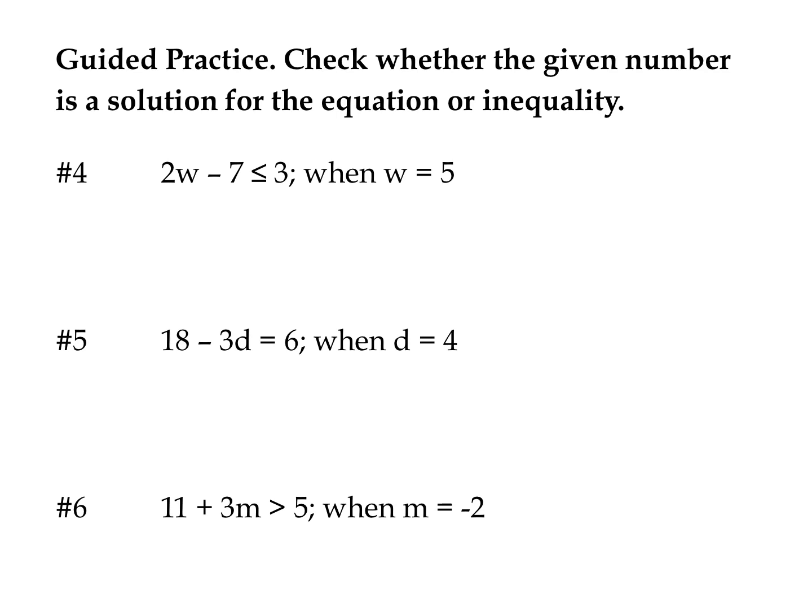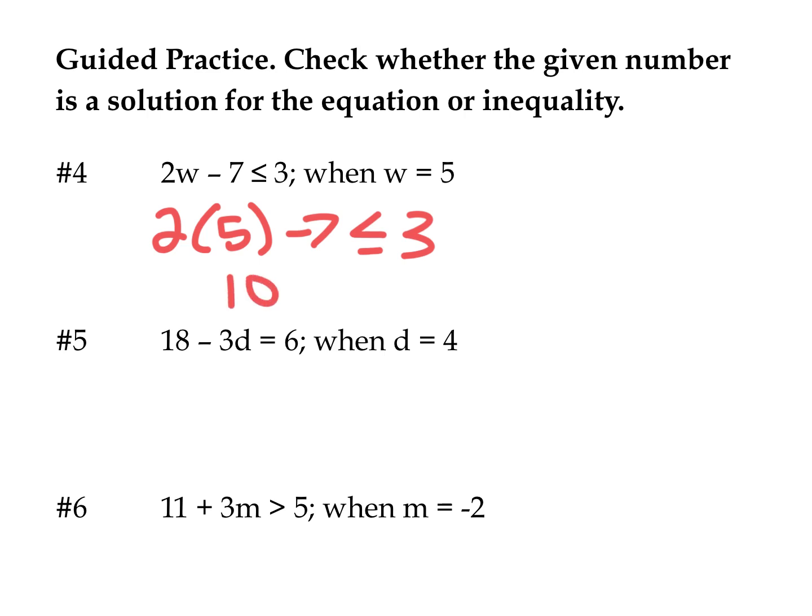Here's some examples. We want to check whether the number we're being given is a solution for the equation or inequality. So the first one's an inequality, right? We have the less than or equal to, and w equals 5. So that means we can take 5 and plug it in here for w. So let's do that. We're going to have 2 times 5 minus 7 is less than or equal to 3, just substituting a 5 in place of the w.